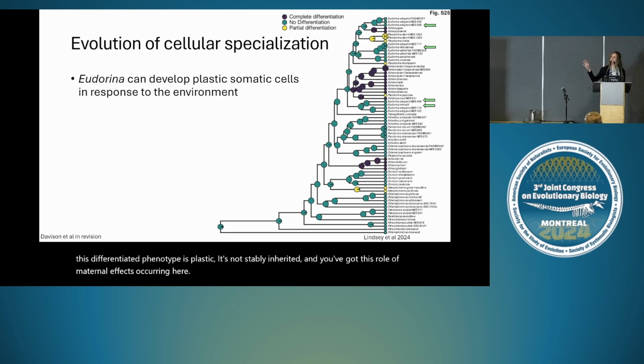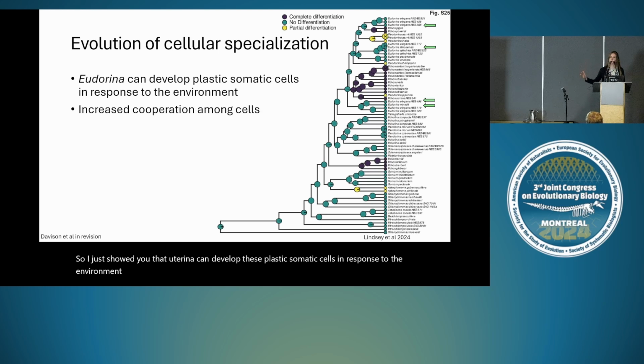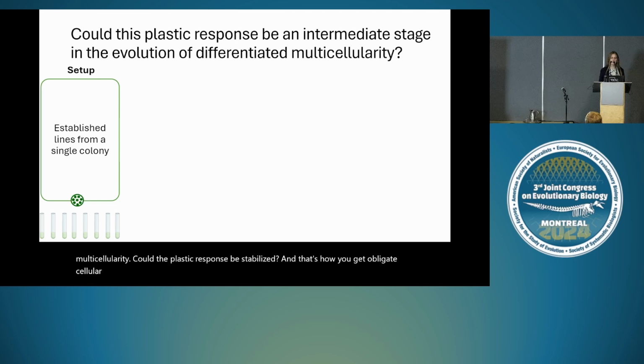So I just showed you that Uterina can develop these plastic somatic cells in response to the environment. So we're seeing this facultative increase in cooperation among cells. But could this plastic response be an intermediate stage in the evolution of differentiated multicellularity? Could the plastic response be stabilized? And that's how you get obligate cellular differentiation. Well, to examine this, I used experimental evolution.